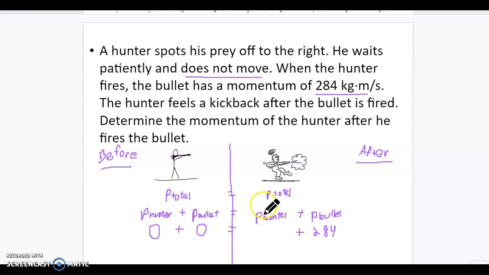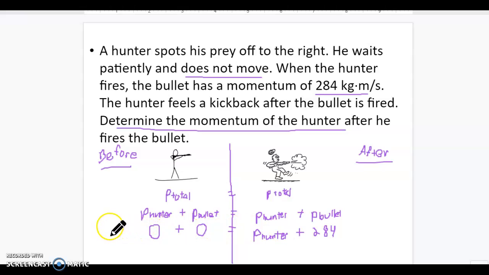On this side, the momentum of the hunter, I don't actually put anything in there for the momentum of the hunter because that is what they're asking me to actually figure out. So I'm just going to leave it as momentum of the hunter. And now I have my equation.